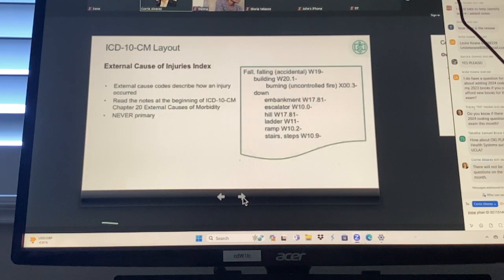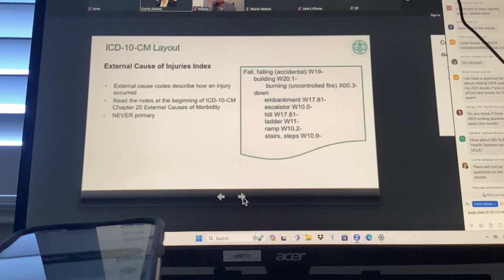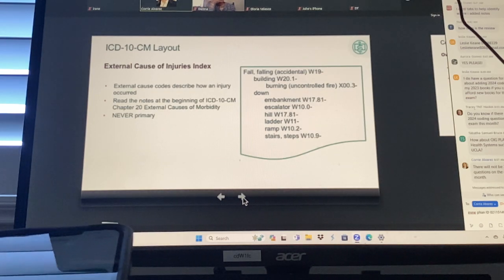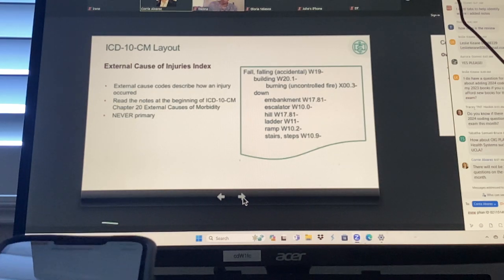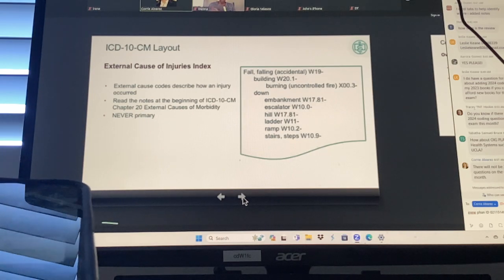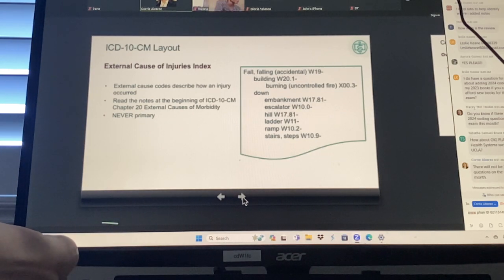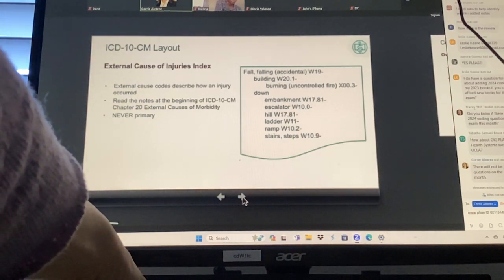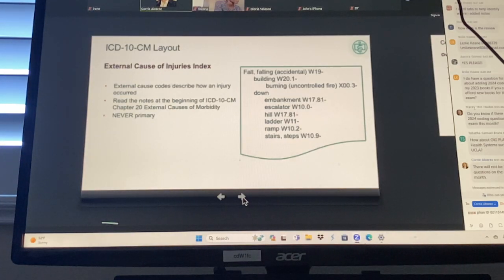Now, the external cause codes. You're only probably going to get one question in this section. I don't know why they test us on these, because we don't use these in the outpatient world. Trauma centers use them, and hospitals use them, but the physicians normally don't use them. The thing you need to remember is they're never primary, so they're never in the first spot.